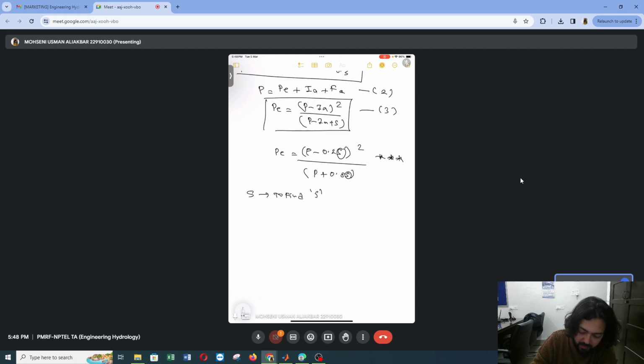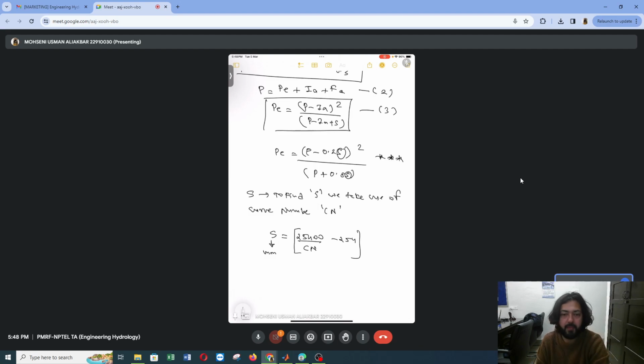To find S, we make use of curve number, Cn. There is some kind of relationship between retention capacity S and curve number. So let us see what that relation is. First I'll write it down mathematically: S is equal to 25400 divided by curve number minus 254. If we make use of this equation, we'll get the value of retention capacity in mm. Right, so this is the equation.